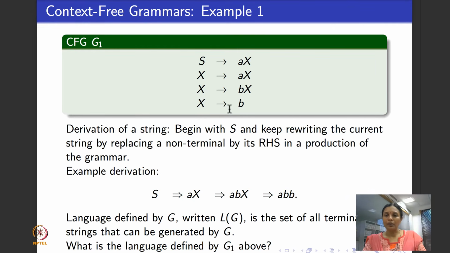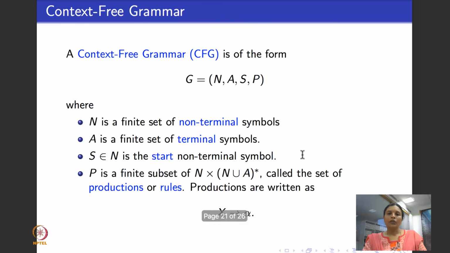So this grammar defines all words that begin with an A and end with a B. And this is a context-free language. So I have written it like a regular expression: all words that begin with an A and end with a B. So in general, a context-free grammar looks like this.